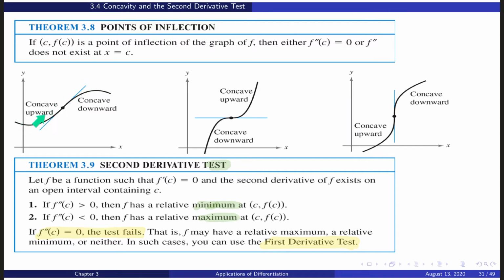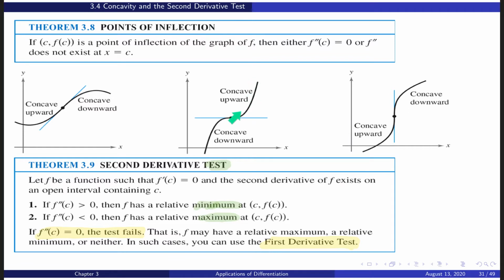So when you switch from concavity in one direction to concavity in the other direction, we have what's called a point of inflection. So there is a point C where there's a change in concavity, and that point has to occur at either second derivative equal to 0 or second derivative does not exist. But the converse statement is not necessarily true. Just because you have second derivative equal to 0 or second derivative not existing doesn't necessarily mean that you have a point of inflection.